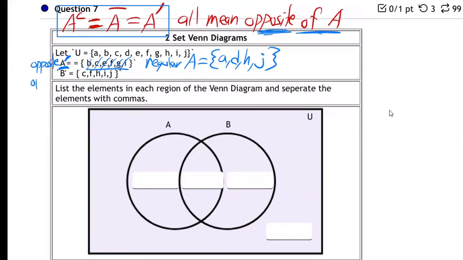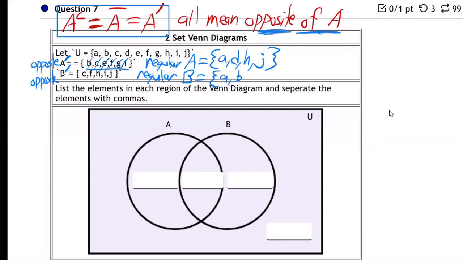And now I'm going to do the same thing for B. They're giving me the opposite of B because they're giving me that mark, which means opposite of B. So I'm going to say, okay, well, I need to find regular B in order to do this problem. So I can find that. Just go down the alphabet again. Whatever's not there. So we're looking at what they have.